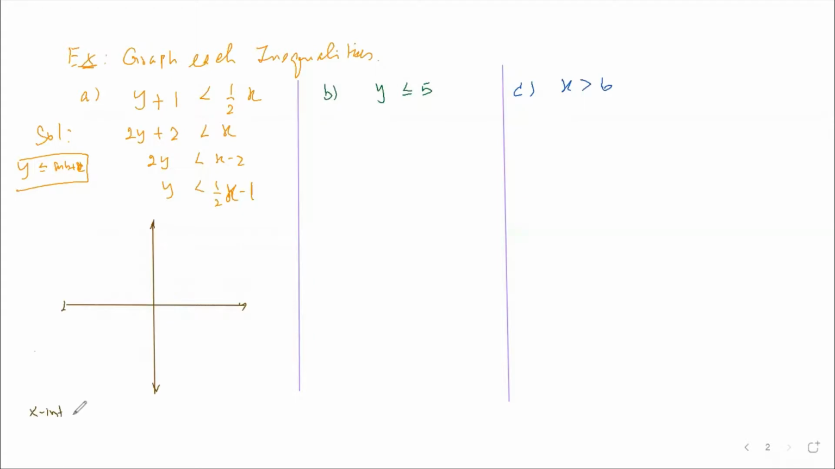Now this one means y equals 0, so this one becomes 0. You can use the equal sign first, because you want to find the intercept. So 0 equals 1 over 2x minus 1.